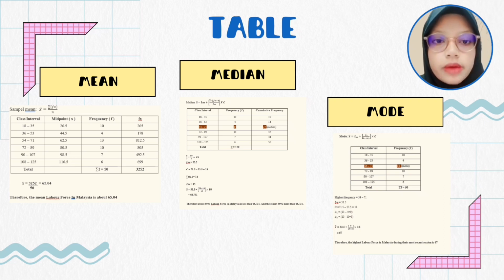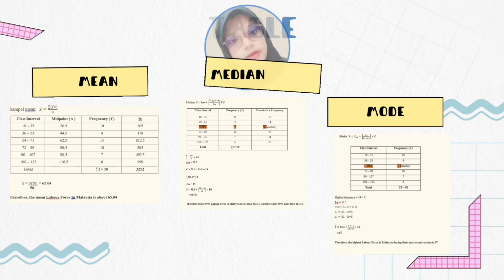So, the answer is 53.5 plus (25 minus 14) divided by 13 and multiplied by 18. So, the answer is 68.731. For the mode, it is L plus Δ1 divided by Δ1 plus Δ2 multiplied by c. So, the answer is 43.5 plus 9 divided by 9 plus 3 multiplied by 80. So, the answer is 67.